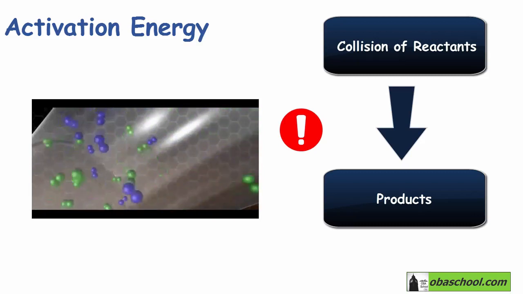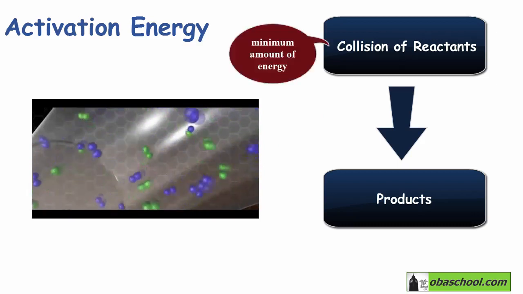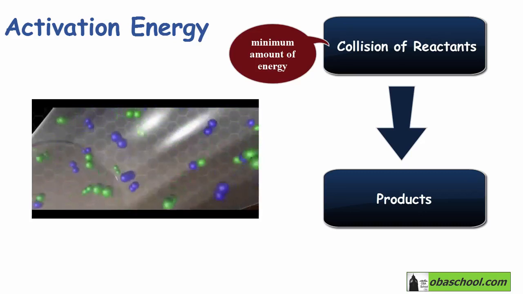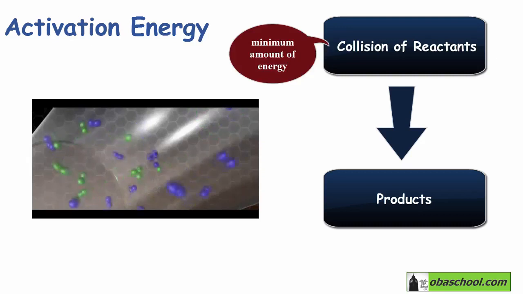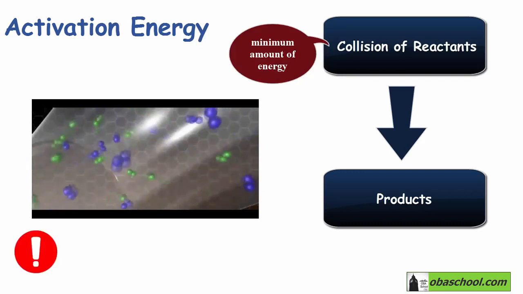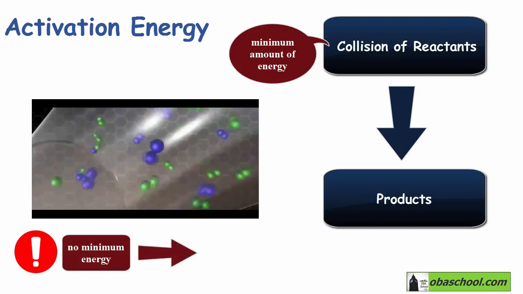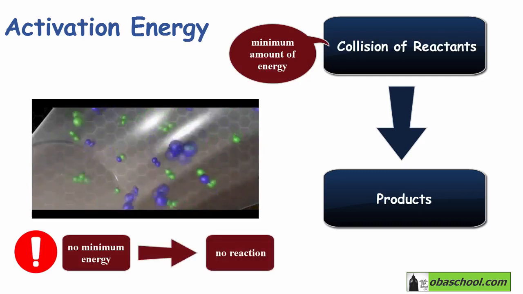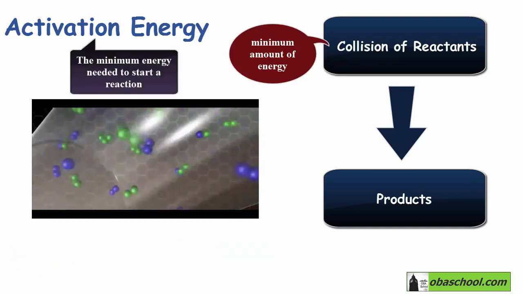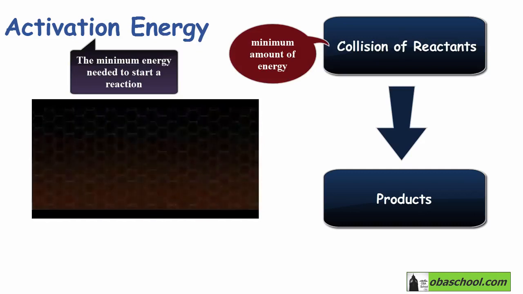And this is because there is a minimum amount of energy needed before colliding particles of reactants have sufficient energy to cause a reaction. So if the particles colliding didn't have the minimum amount of energy needed, they will not react. This energy needed to start a reaction is called the activation energy. So the activation energy is the minimum amount of energy needed for the colliding particles to react together.